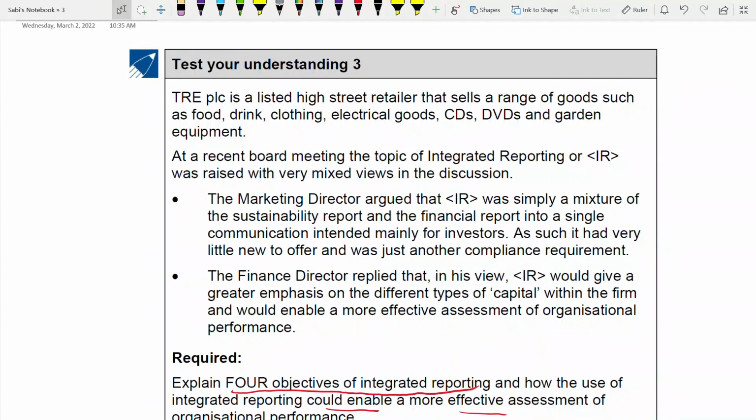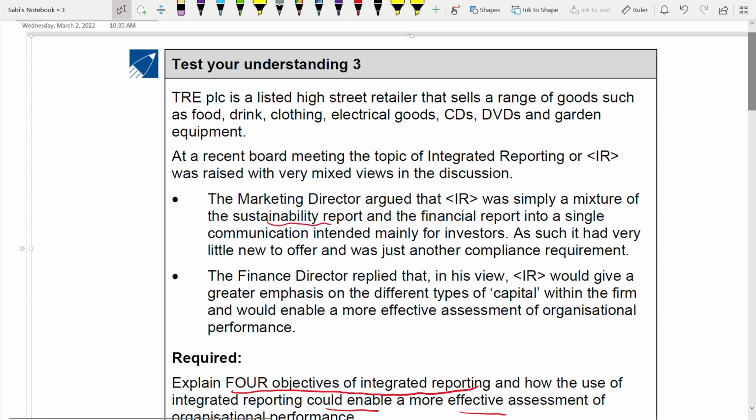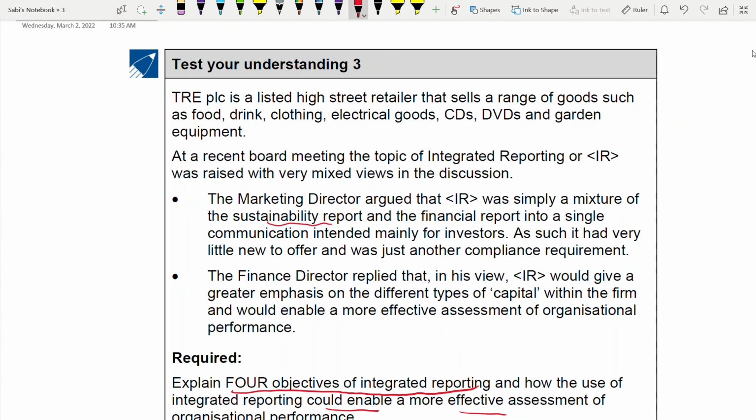TREPS is a listed high street retailer that sells a range of goods such as food, drink, clothing, electrical goods, CDs, DVDs, cars, hotel equipment. At a recent board meeting, the topic of IR was raised with some very mixed views in the discussion. The marketing director argued that this was simply a mixture of sustainability reporting and the financial report into a single communication intended mainly for investors. As such, it had very little new to offer.